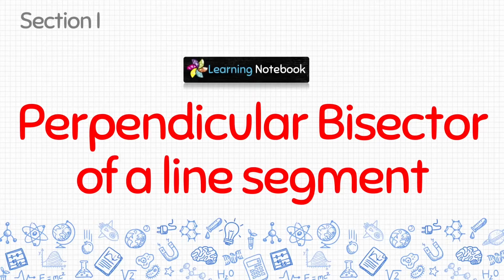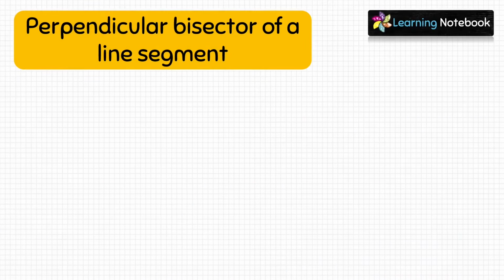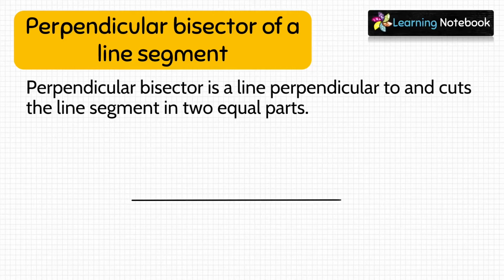Now students, let's understand perpendicular bisector of a line segment. Perpendicular bisector is a line perpendicular to and cuts the line segment into two equal parts. Like here, AB is a line segment and CD is a line perpendicular to AB which cuts AB into two equal parts, AM and MB. So, CD is a perpendicular bisector of line segment AB.